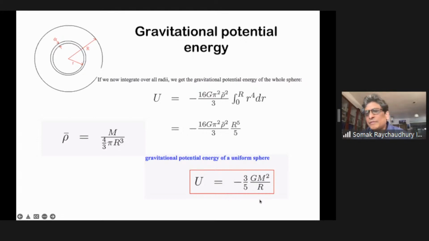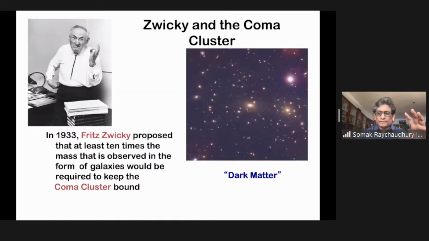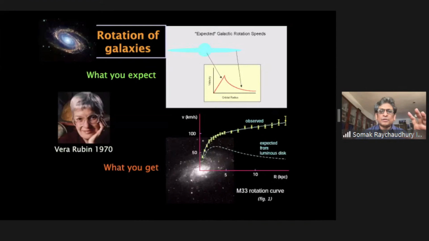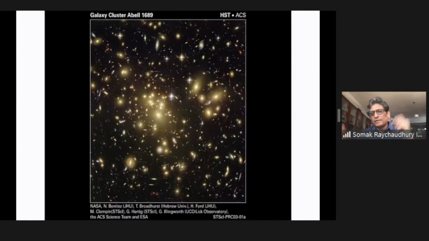Do the same thing for a sphere of charge and stuff like that, a very favorite problem given to first year physics students. So, the total potential energy of this particular sphere. What you've done is you imagine the cluster, like the Coma cluster that we saw in that picture, or maybe the 1689 that we saw, to be a sphere. They look spherical.